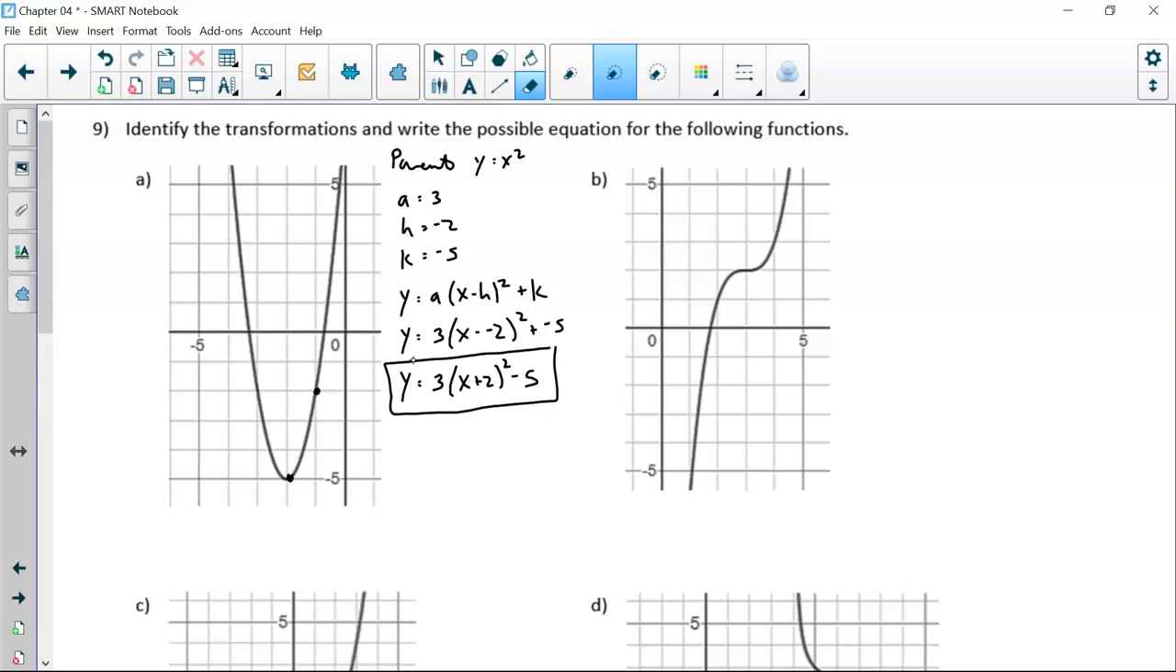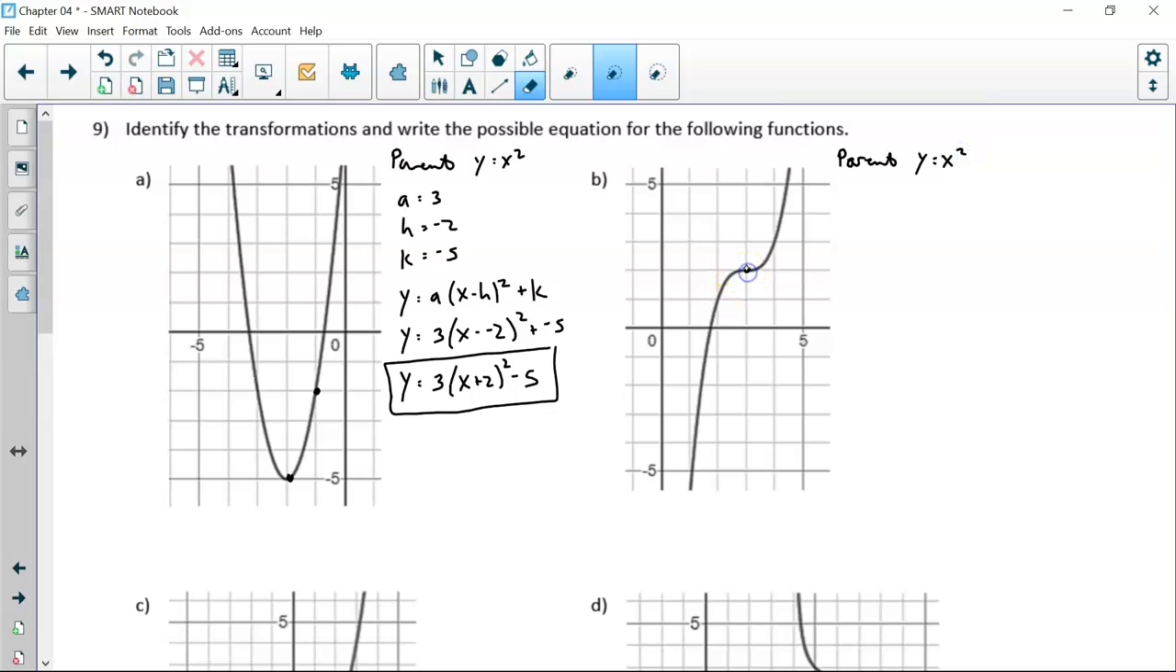Now, a is a little bit more difficult to find. We'll be talking more about finding it algebraically as we go through. So now, the parent for b, that's the shape of a cubic. So y equals x cubed.